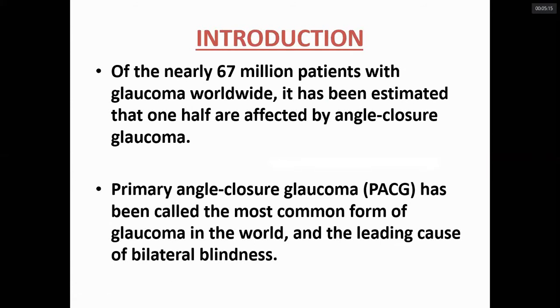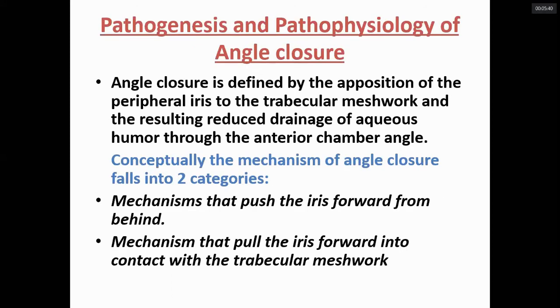Among the nearly 67 million patients with glaucoma worldwide, it has been estimated that half are affected by angle closure glaucoma. Primary angle closure glaucoma has been called the most common form of glaucoma in the world and a leading cause of bilateral blindness. So blindness is more common in primary angle closure glaucoma than in open angle glaucoma, though the number of people is greater in open angle glaucoma.